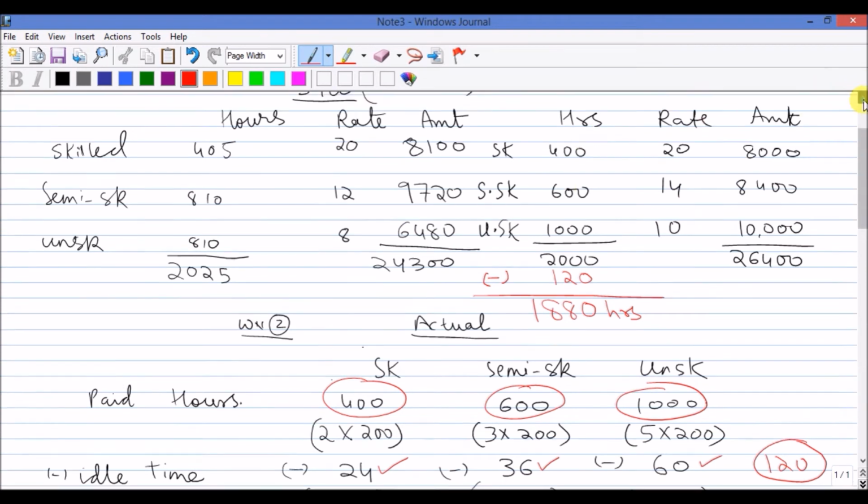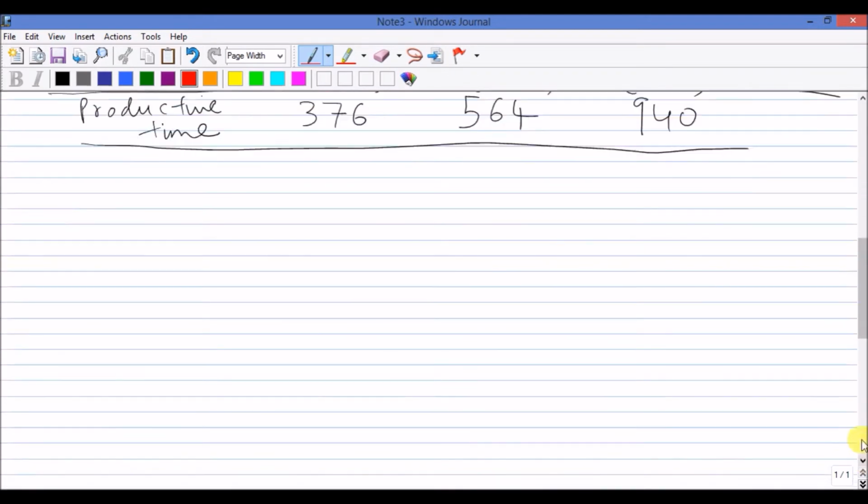So remember one thing which I'm writing here, it's better to highlight. I will be highlighting it with yellow. This part is telling you paid hours, and this part is telling you productive hours. We require both, so I cannot rub the working note, maybe I will use it later on. So we are going further. Now the entire sum is done.